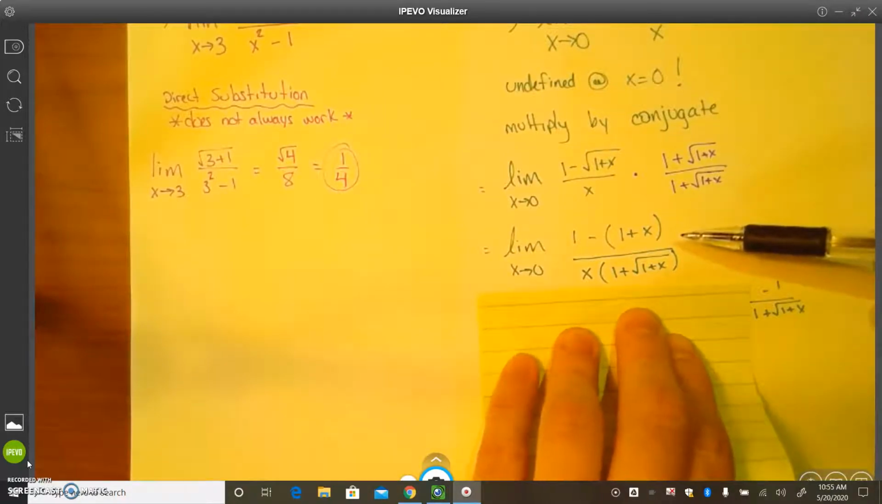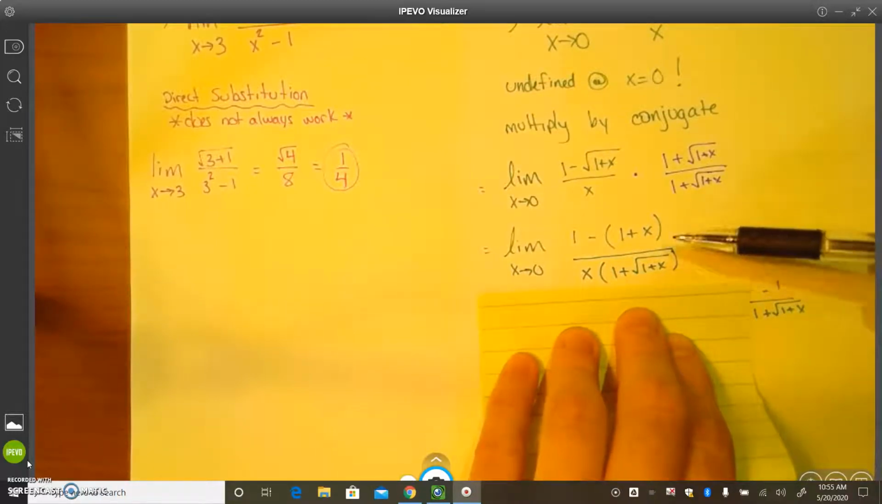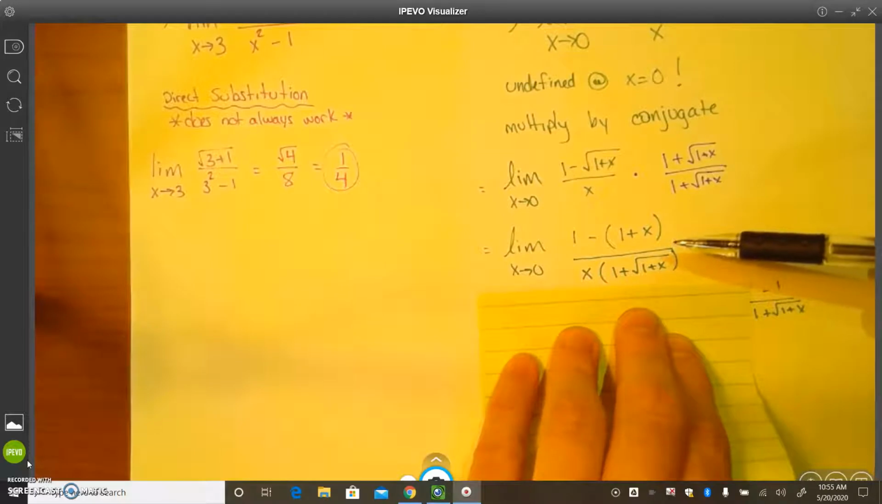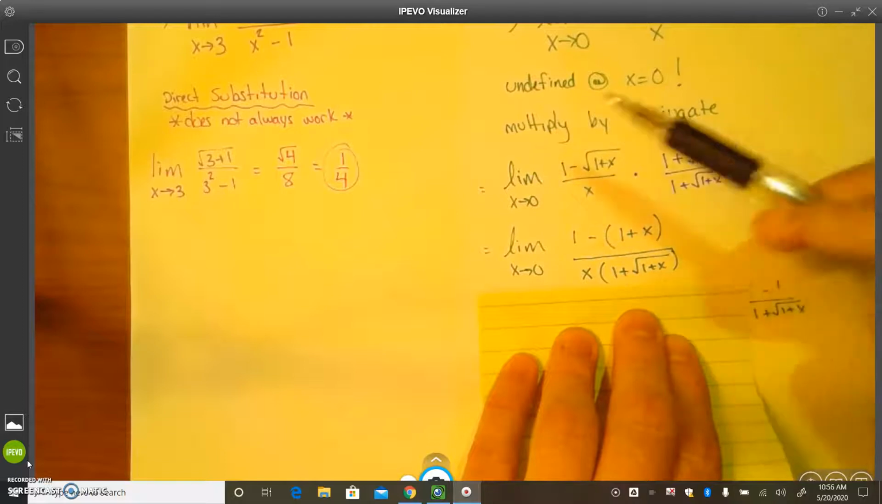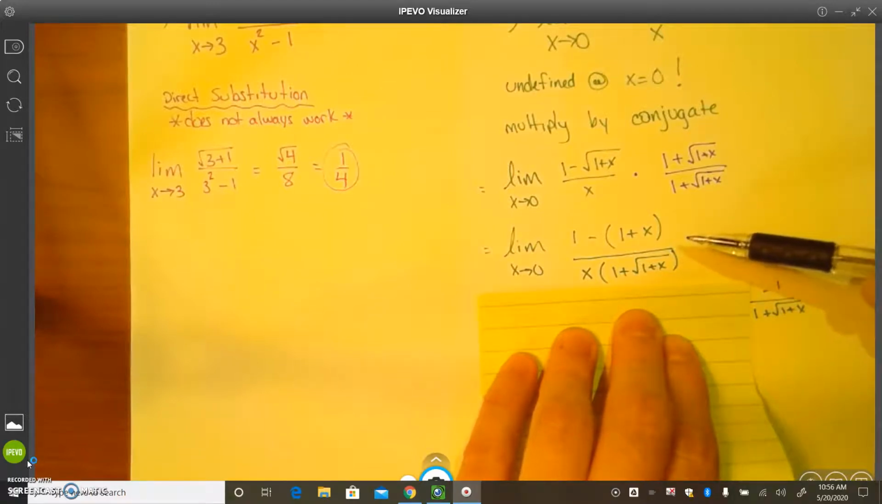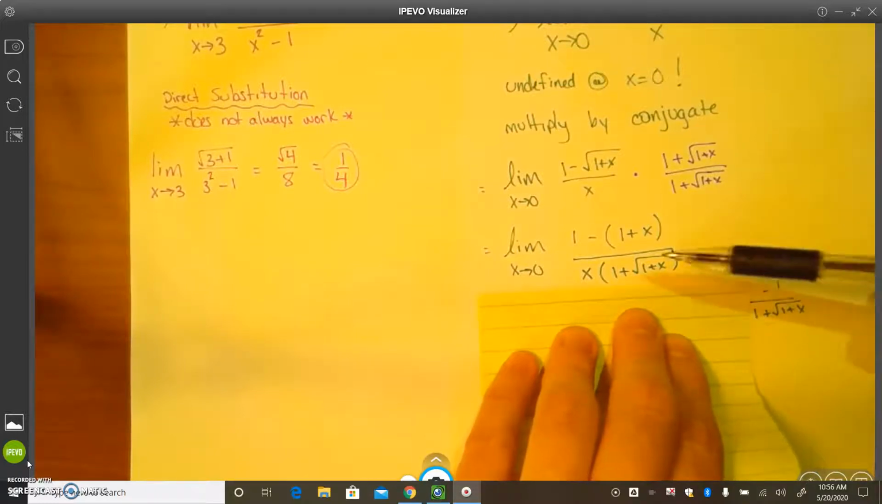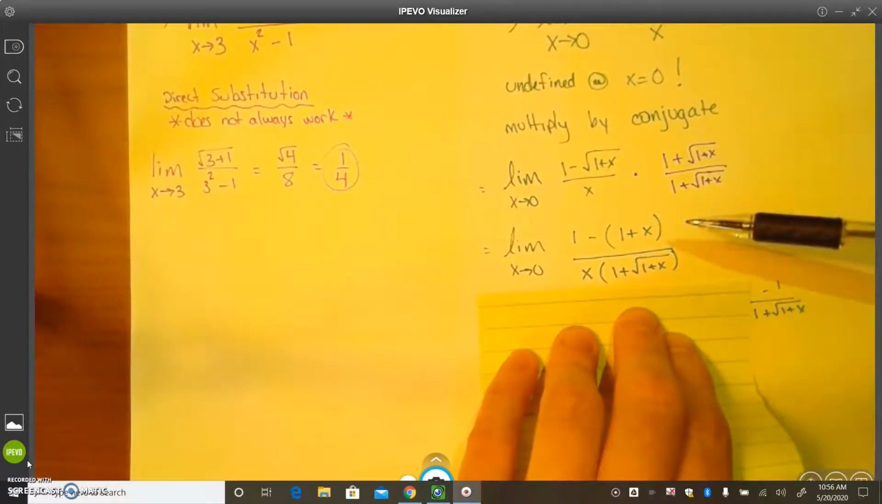Now, keep in mind, this function is not the same as the original function. It's going to end up having a different domain. But, and this is a very important but, this function that has a different domain has the same limit behavior for all x values as the original one does. And because we're dealing with limits, that's what's important here.